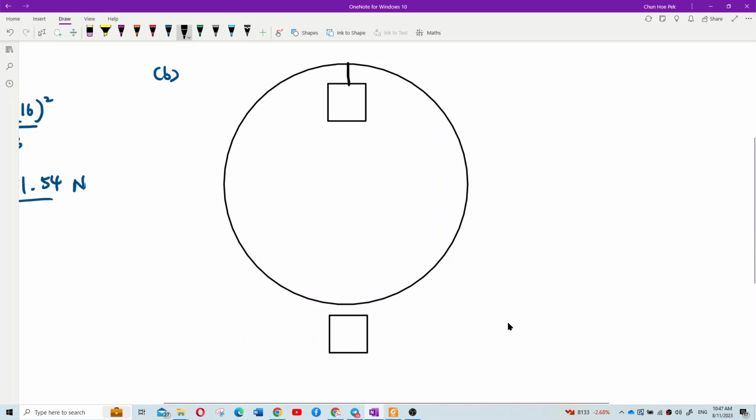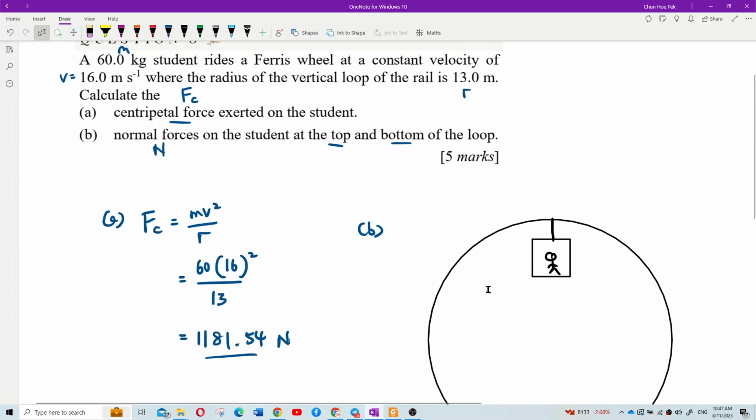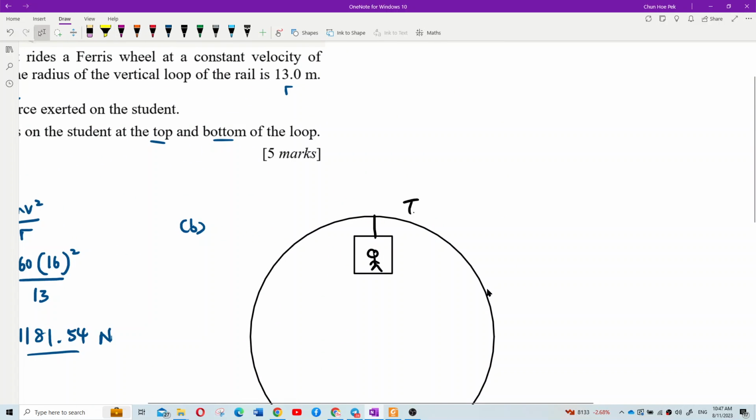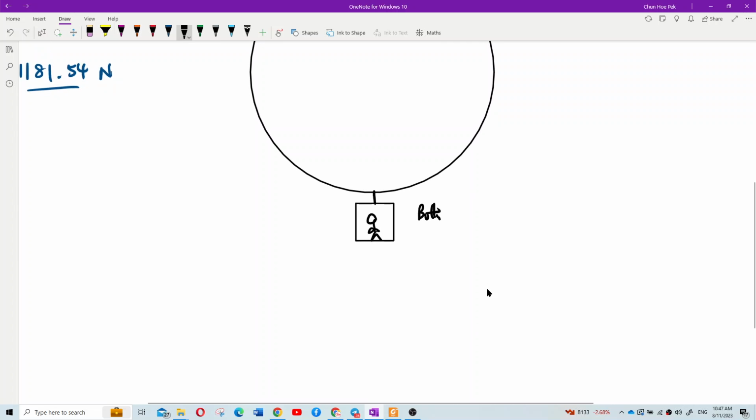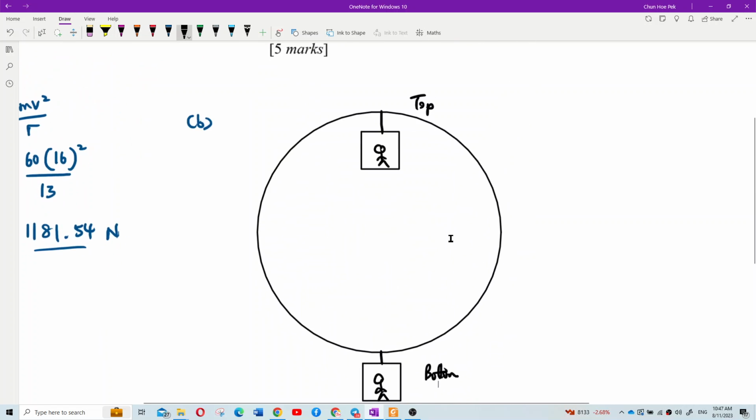Okay. So you are at inside there. So at the top, bottom. Okay.